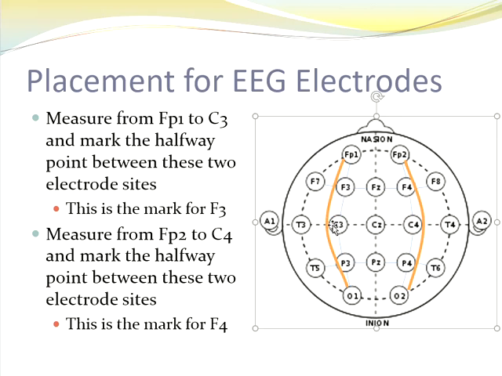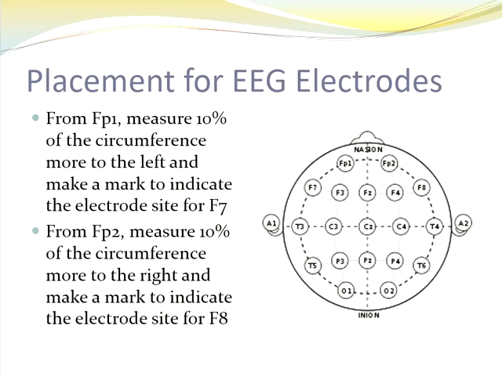That cross marks your C3, because remember we already measured for C3 when we measured along the preauricular plane. Same thing on the other side. And then you're going to go halfway again between C3 and FP1 to make your first measurement for F3. Same thing on the other side, halfway between FP2 and C4 for the first measurement for F4.